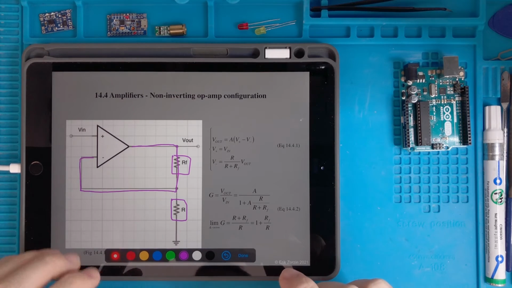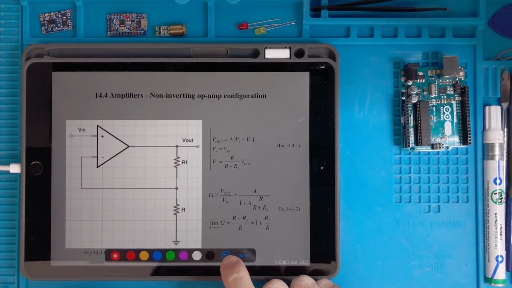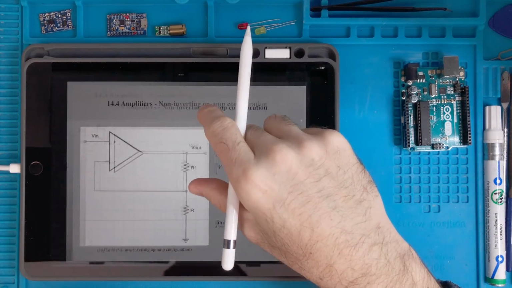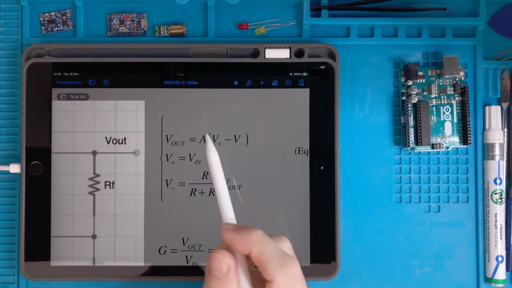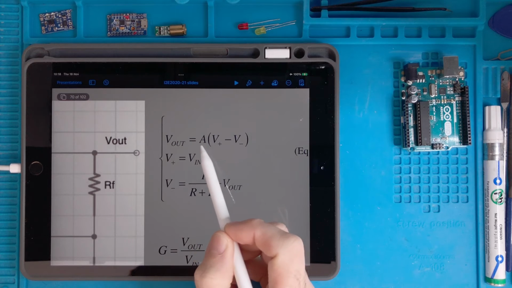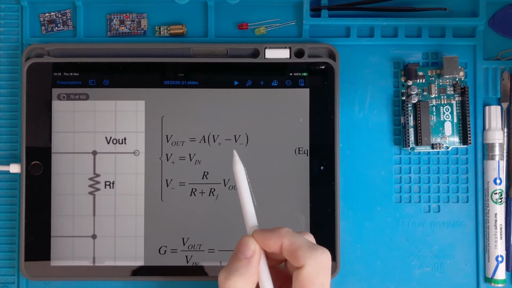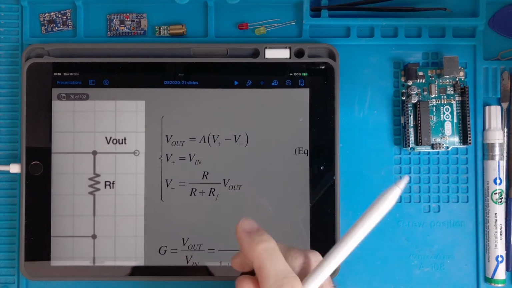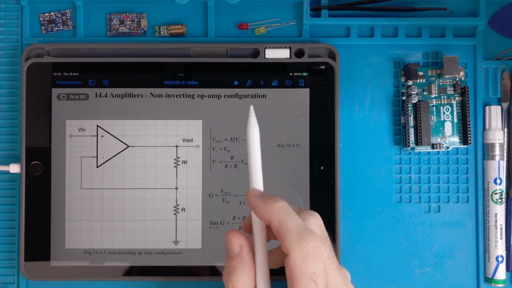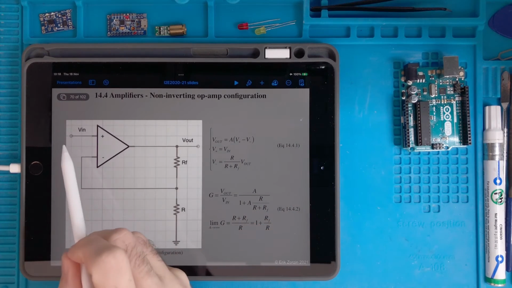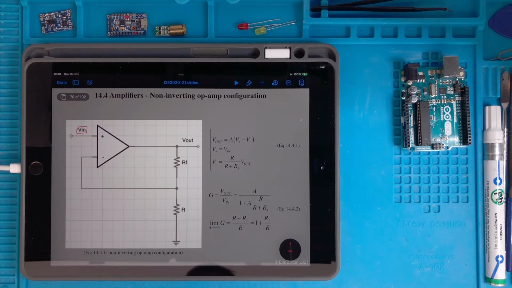So in order to understand how this works, we have to do some calculations. So we have to write the equations we know that are valid for this operational amplifier. So the output equals a certain coefficient A multiplied by the difference of the two inputs. Then we have to inspect the circuit. So the plus input is connected to a signal of interest which is called V input. This is what we want to amplify.